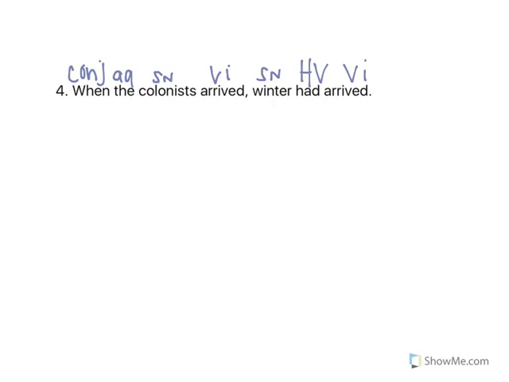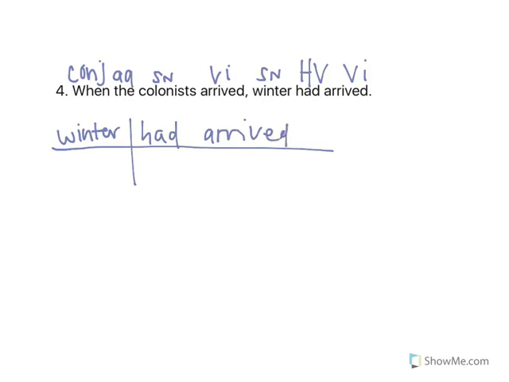All right, so what you need to remember about a complex sentence is the independent clause always goes on the top, the dependent one goes on the bottom. So again, you might want to reorganize this in your head. Winter had arrived when the colonists arrived. So winter is our subject noun of the independent clause. And had arrived is our verb phrase. So we're just going to diagram that like that.